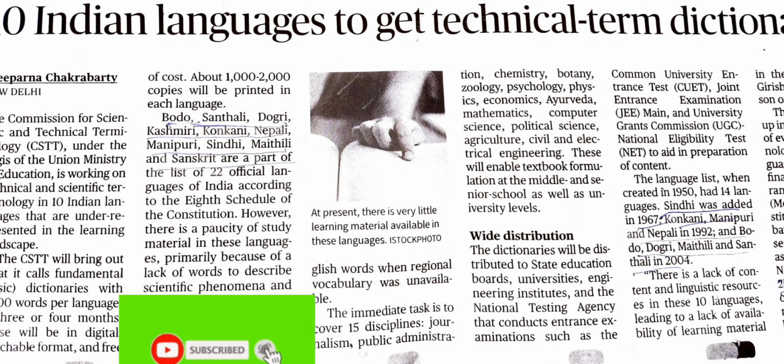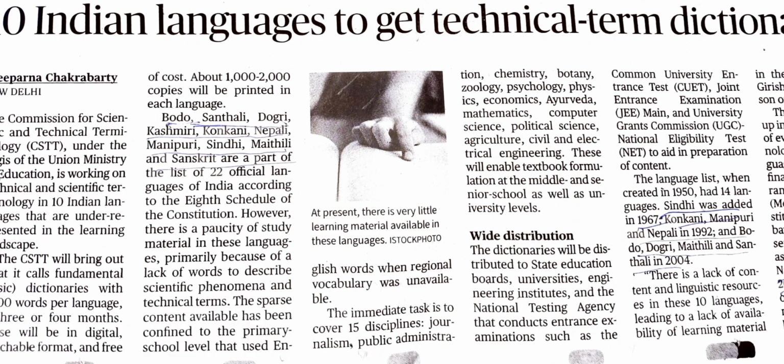These are part of our 8th Schedule. Here, the 22 official languages are written in our Constitution. These are the official languages.